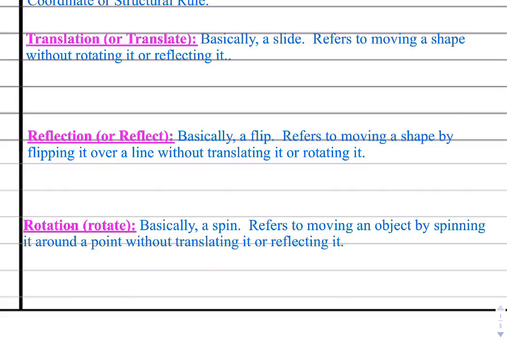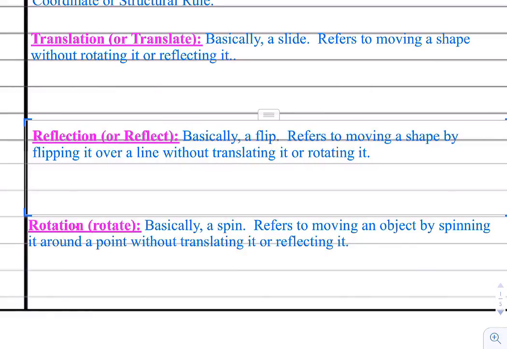So translate means you're sliding. You're moving things kind of like you're pushing a chair across the room. You're not going to be rotating, you're not going to be reflecting it. This is just kind of a push or a slide. When it refers to reflection, it's basically going to be a flip. It refers to moving a shape by flipping it, like literally moving it over a line. And so this one might demand a little bit more of a visual.